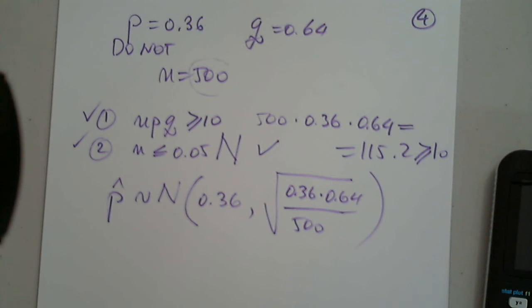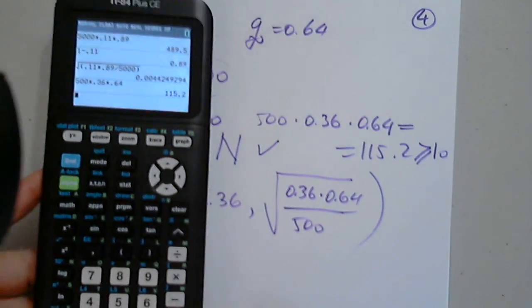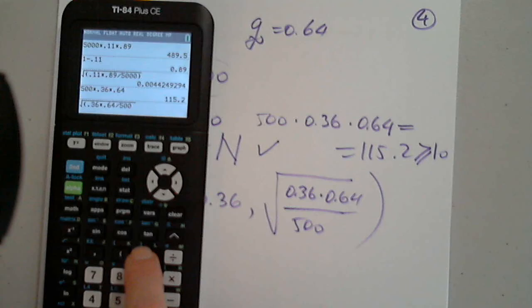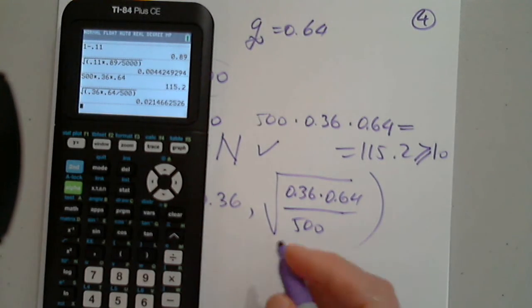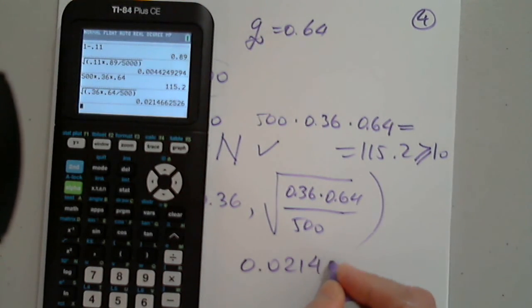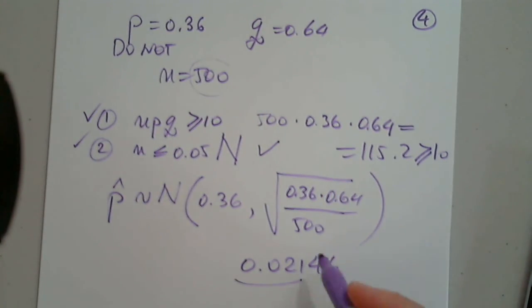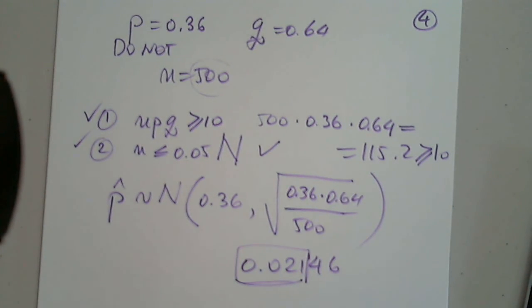Let me calculate this for a second. No worries. So the square root of 0.36 times 0.64 divided by 500. I got 0.02146. So indeed, to 3 decimal places, this will be 0.021. Oh, I'm sorry, I rounded to 4. No worries.